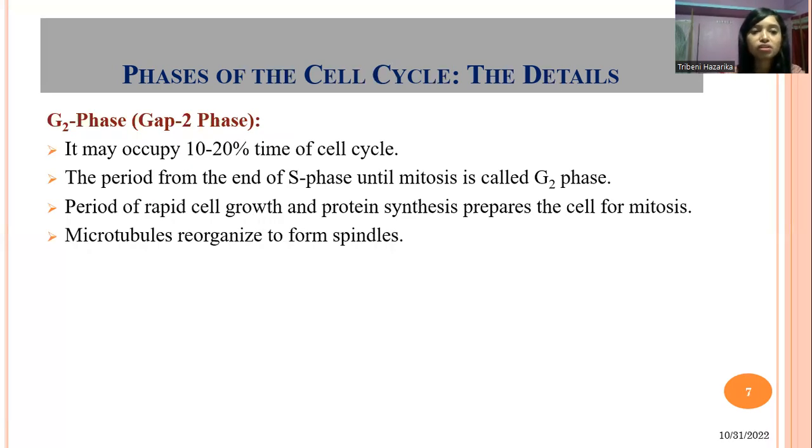The G2 phase, or the gap 2 phase, occupies 10 to 20% of the cell cycle. This phase is the period of rapid cell growth and protein synthesis, during which the cell prepares for mitosis and cell division. The G2 phase also helps the microtubules to reorganize in the formation of the mitotic spindle.